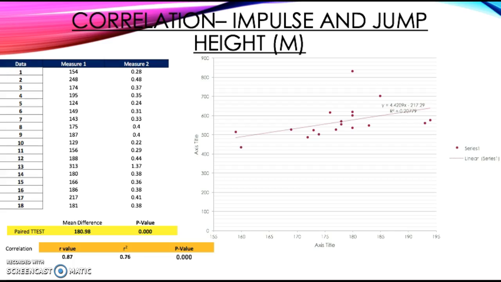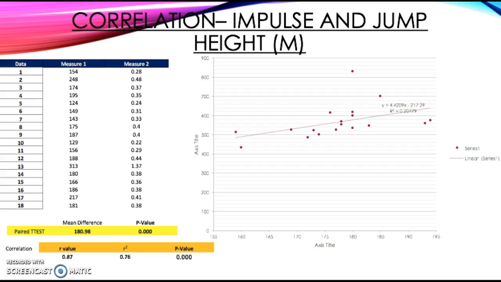When comparing the whole class's impulse and jump height, there was a strong positive correlation between how large the impulse was and how high the participants jumped. The R value was 0.87 between -1 and +1, which shows that there was a strong positive correlation because 0.87 is close to 1. This means that how large someone's impulse is determines how high they can jump. Also, the p-value was 0, which suggests that the data was reliable and valid.